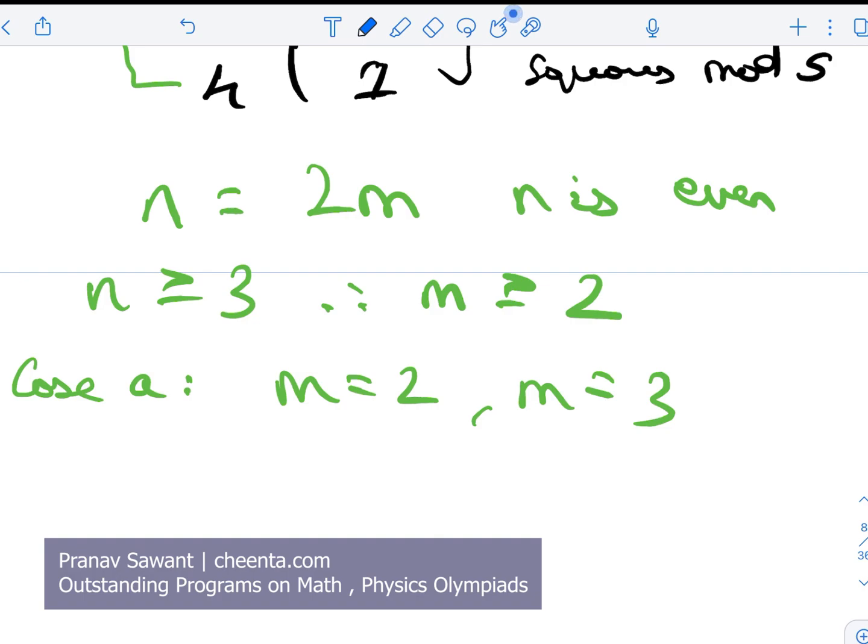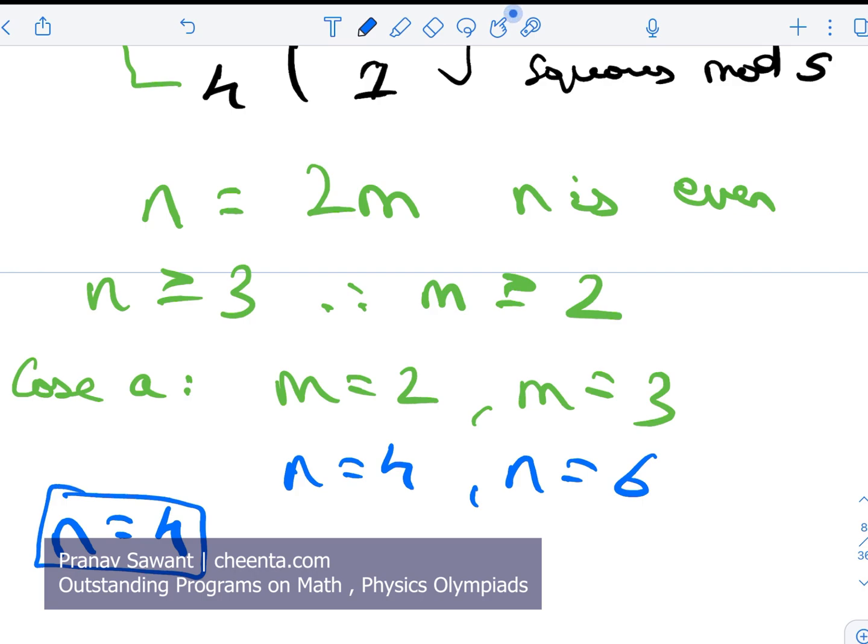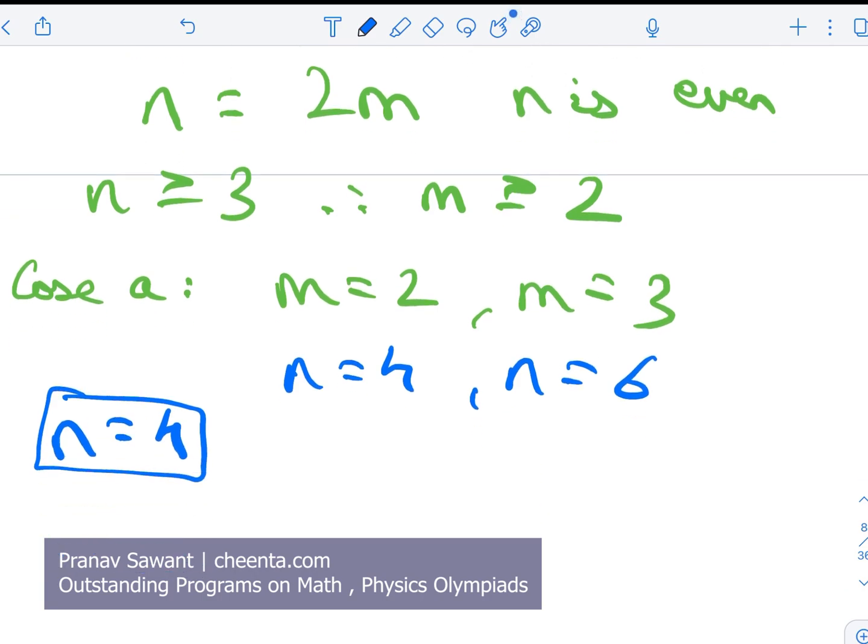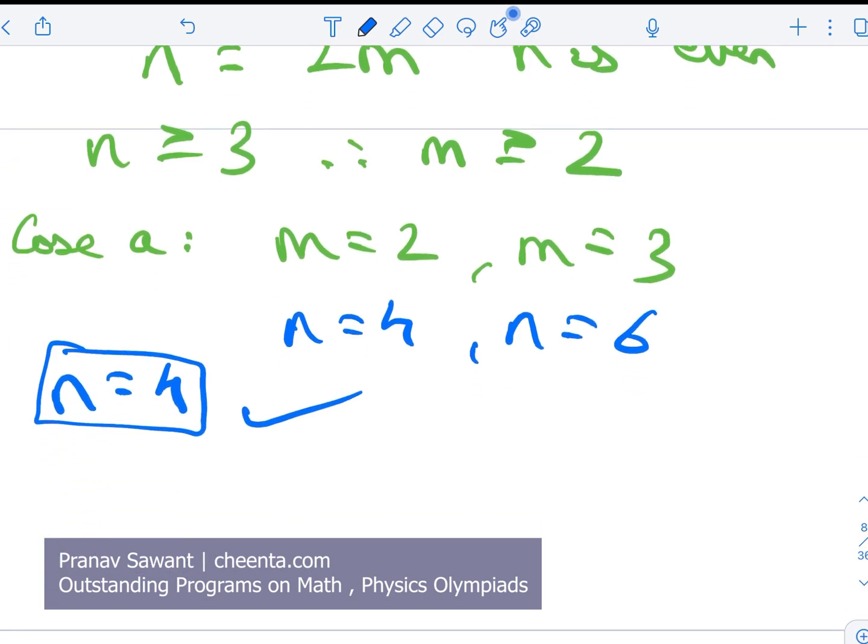Now at m is equal to 2 and m is equal to 3, we can actually see that n will be 4 and n will be 6. And you can see that n is equal to 4 satisfies by just checking, and n is equal to 6 does not satisfy. Okay, so I'll leave this to you to check out yourself.